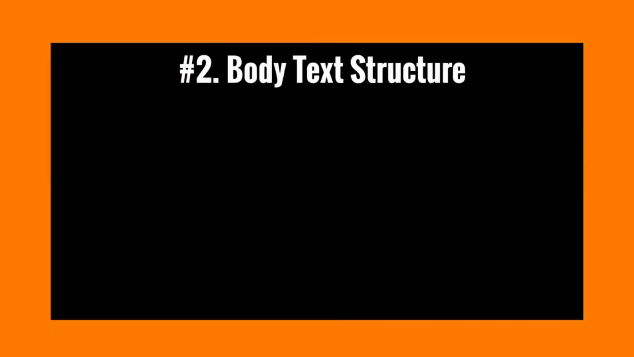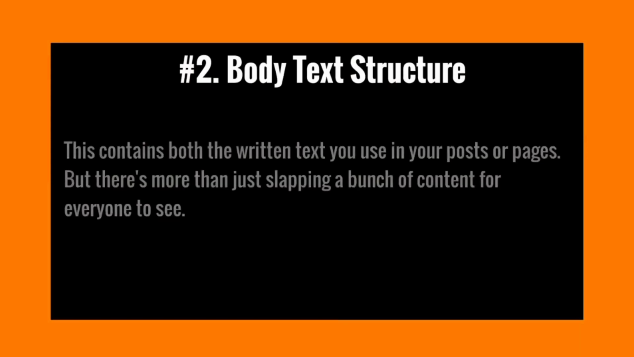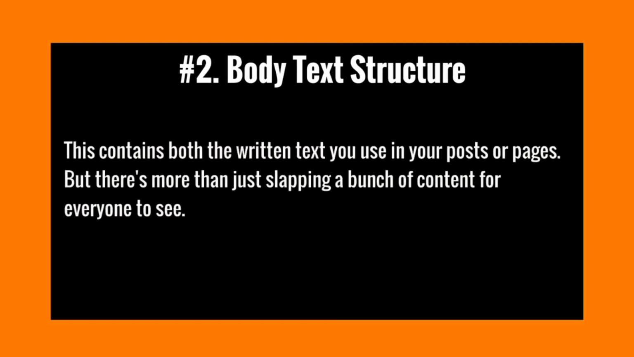Number 2, we have the body text structure, which contains basically everything on your post or your page in terms of content. So this contains both written text that you use in your posts and pages. And there's more than just slapping a bunch of content for everyone to see. So there's a lot that goes into this. So I'm going to break things down so you have a better idea of what you should include in your body text structure.